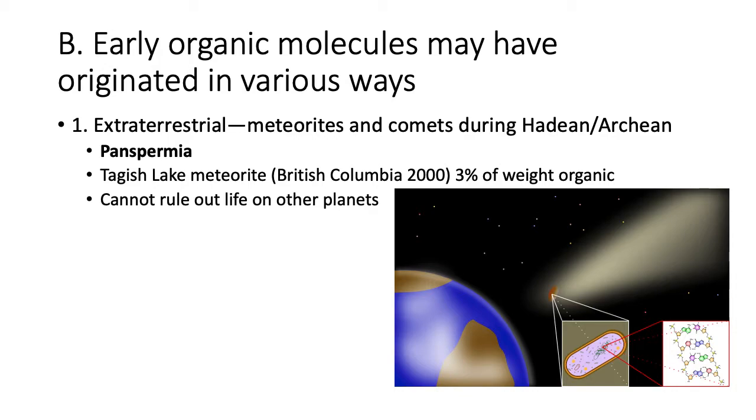Some evidence that kind of backs this. We've analyzed meteorites, specifically one called the Tagish Lake meteorite that hit British Columbia back in 2000. And when we looked at the weight of it, 3% of it was organic. So there's a pretty good possibility that some key organic molecules came from space.